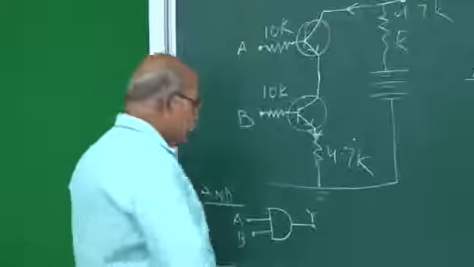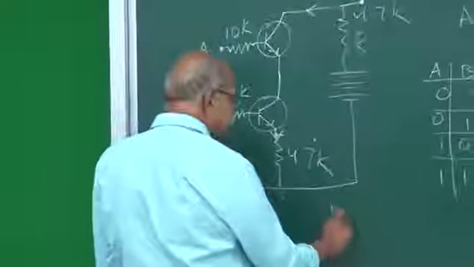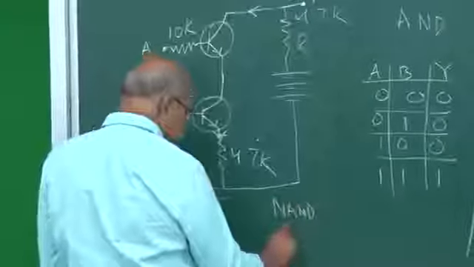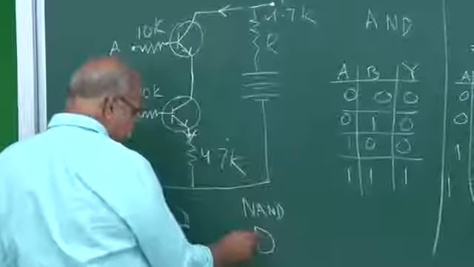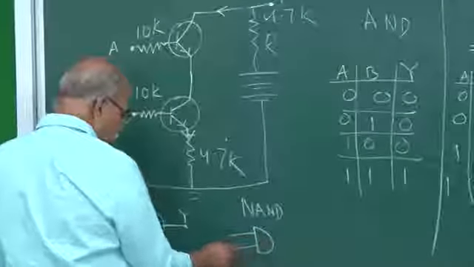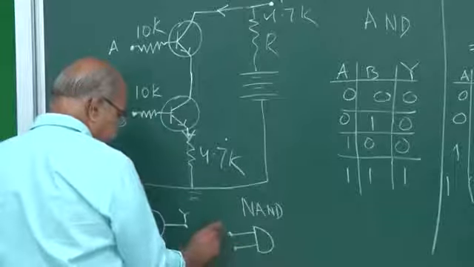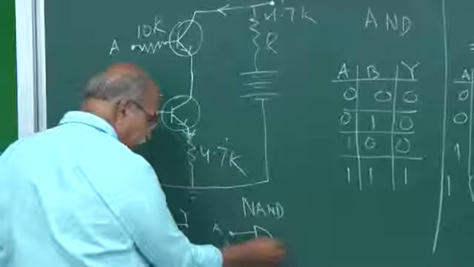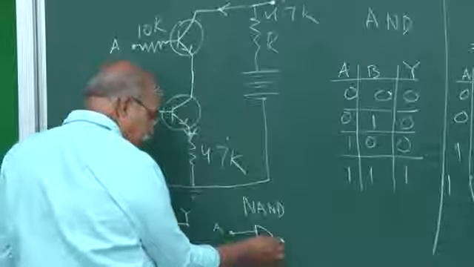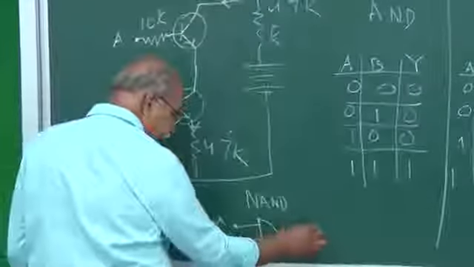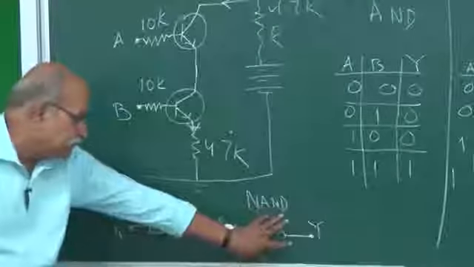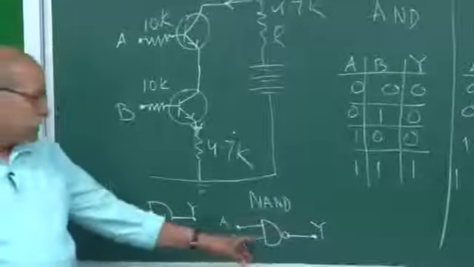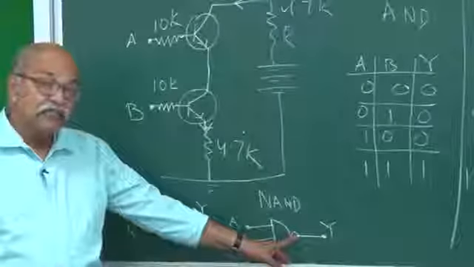And for NAND gate the symbol is, you again make that D, you again put two lines to show the input points A and B, and then you put a circle out here, and then you take a line, and this is the output point. So this is the symbol for NAND, and this is the symbol for AND. So this circle here denotes NOT.